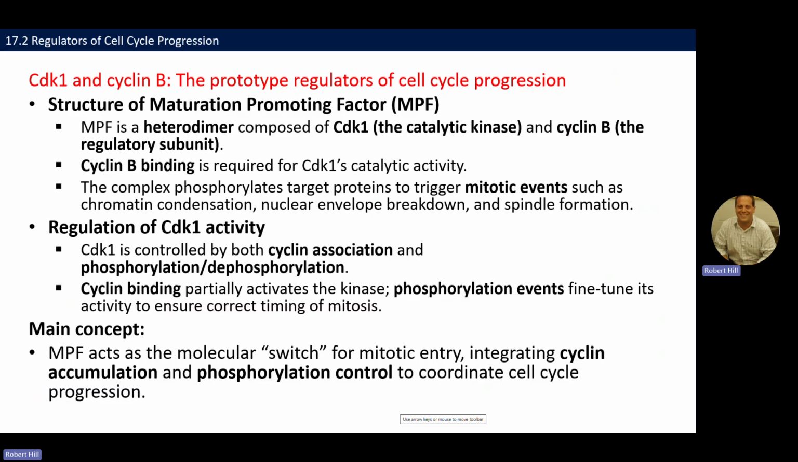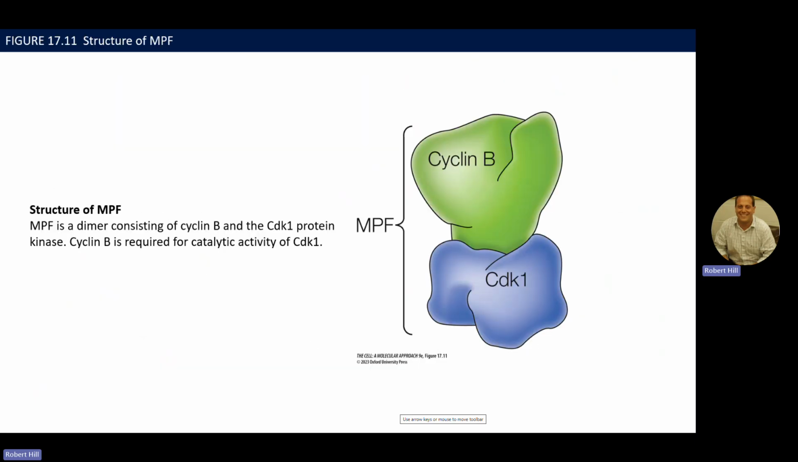The system is also exquisitely controlled by reversible phosphorylation, and that's real important in the timing as well. Here you can see the structure of MPF. It's actually composed of CDK1, which carries the kinase activity. It's the catalytic part of the heterodimer. And the other is cyclin B. The association of cyclin B is necessary for proper folding and activity of CDK1. Neither subunit alone is functional. Only the dimer acts as the active trigger for mitosis.